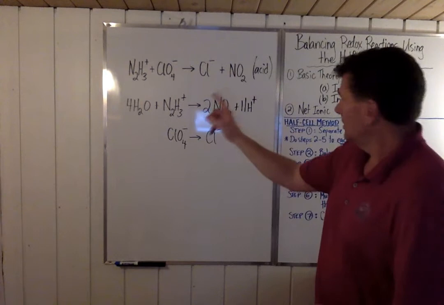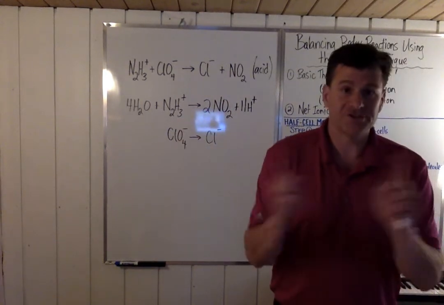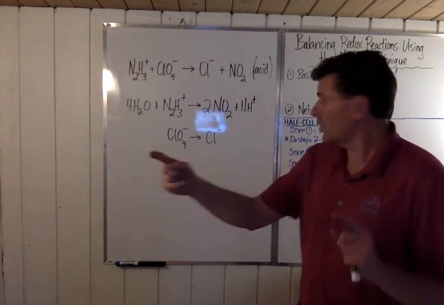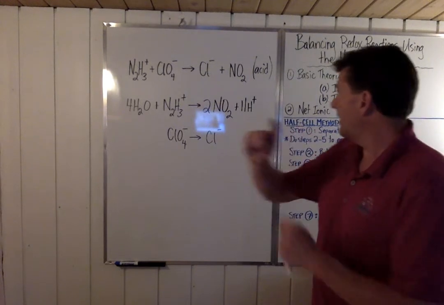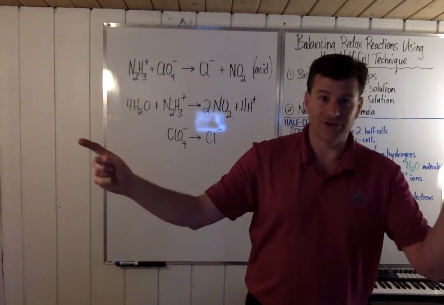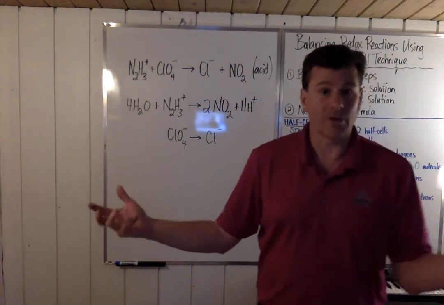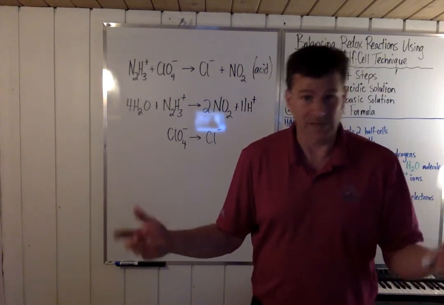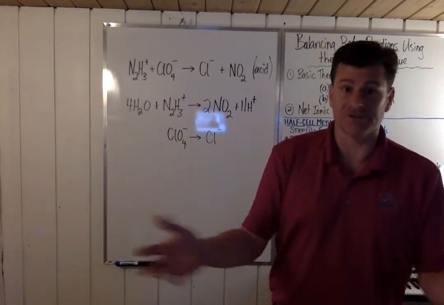So far I have 2 nitrogens, 2 nitrogens. I've got 4 oxygens, 4 oxygens. I have 11 hydrogens, 11 hydrogens. So all my atoms now are balanced. The nitrogens, the oxygens, the hydrogens, they're all balanced.